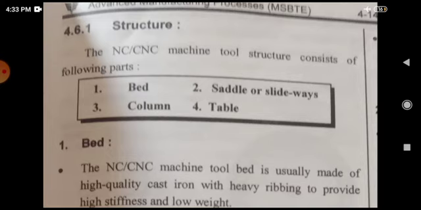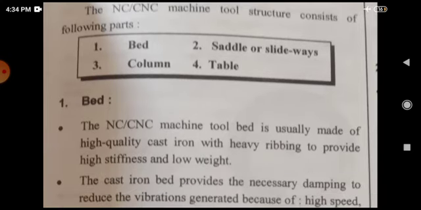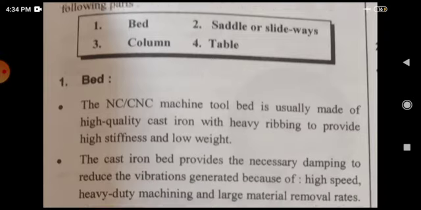Hello friends, in the last lecture we have studied CNC, what is CNC, and its limitations. We also have seen its application. Today we will discuss some parts. Let's study the different structures, or the parts of the CNC: bed, saddle or slideway, column and table.